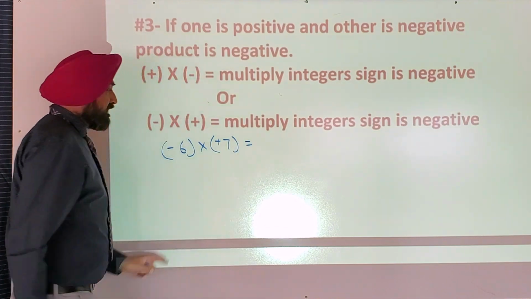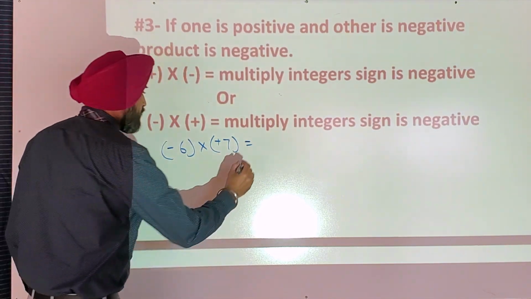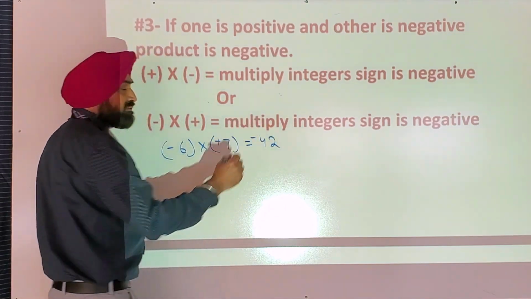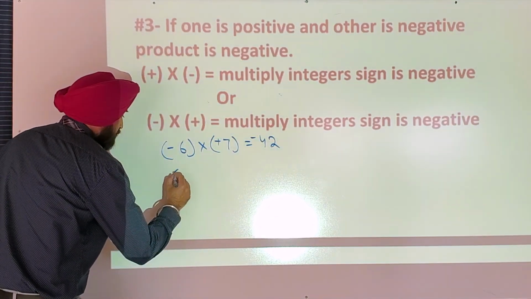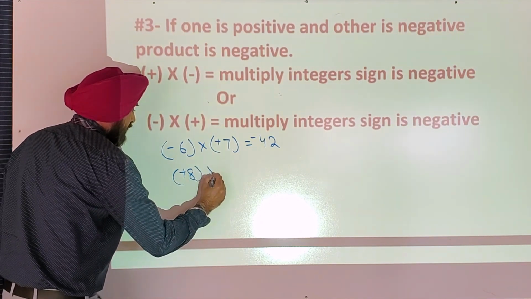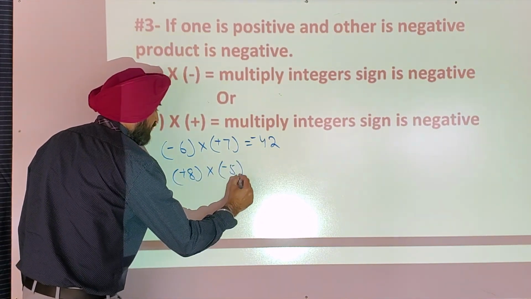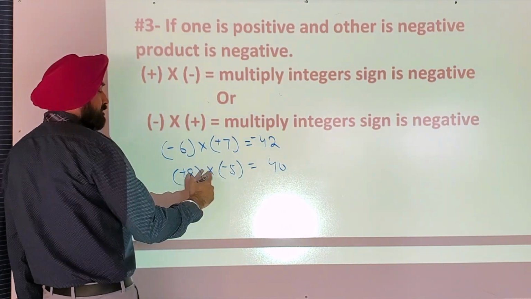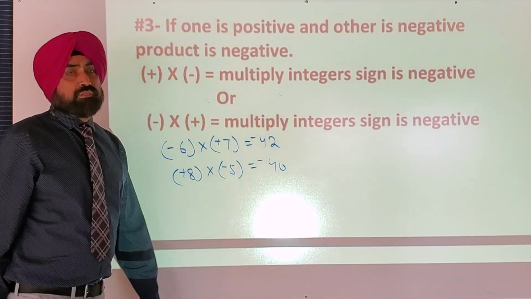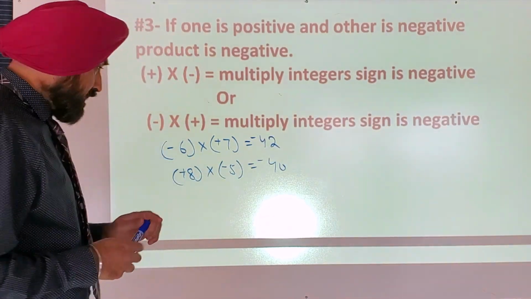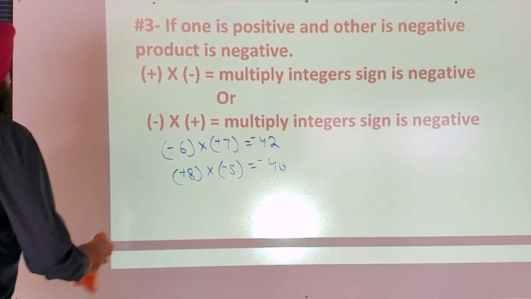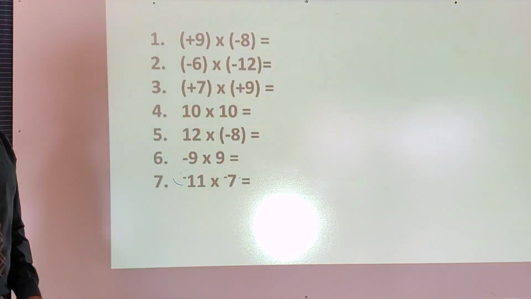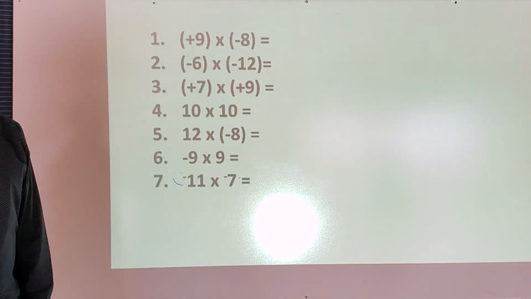First thing we multiply. 6 times 7 is 42. And we have two different signs. Right? There are two different signs, so the sign is negative. If I do positive 8 times negative 5, first we multiply: 40. One positive, one negative. When we multiply, the product is negative. So these are the rules of how to do multiplication. Let's do some questions. I suggest you pause the video for 3-4 minutes and then check the answers with me.